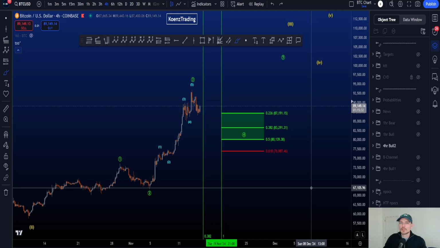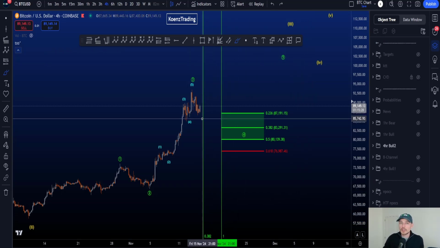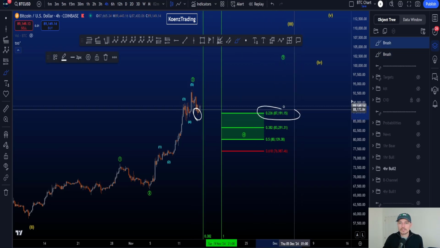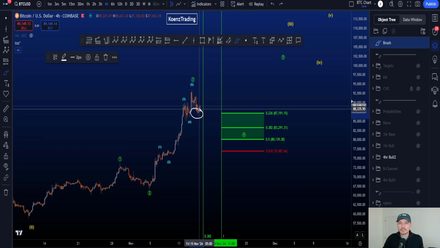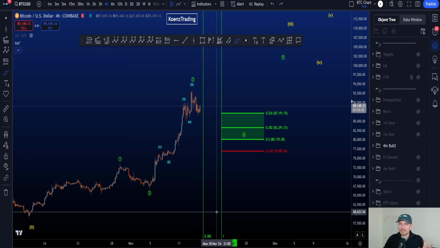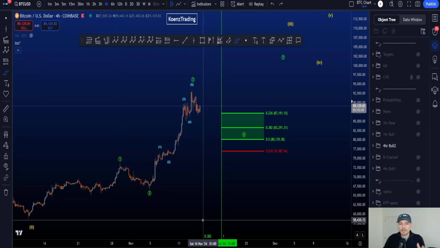Now the minimum target for a wave 4 would be the 0.382, which we also did not yet touch, because this low here, even though we hit the 0.236, this low is made even before the 0.382, which is very uncommon, like very rare for a wave 4 to finish even before the 0.382 fib time compared to wave 2. The 0.382 is positioned on Saturday, the 16th of November, 1 a.m.